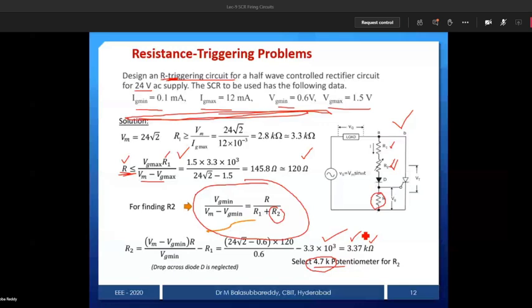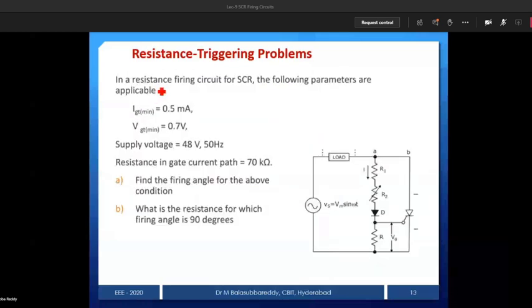And another problem, you can see I have given some problems here. In a resistance firing circuit, the following parameters are given: Ig minimum, Vg minimum, the supply voltage, and the resistance in the current path, some 70 ohms. Find the firing angle. Now what is the question? If this is the resistance I placed, what is the alpha I will get, and at what instant is the SCR going to be triggered? That is one question. What is the resistance for which the firing angle is 90 degrees? There are two questions here.